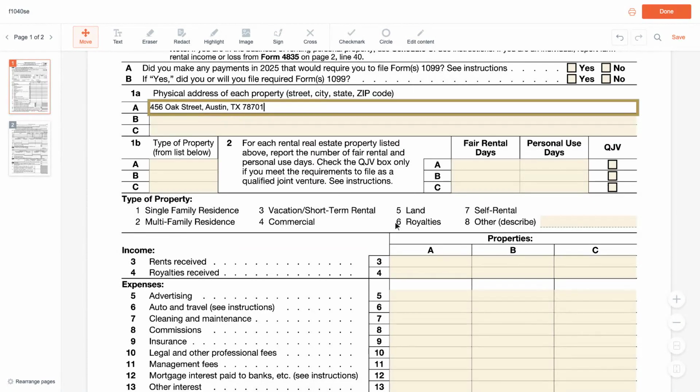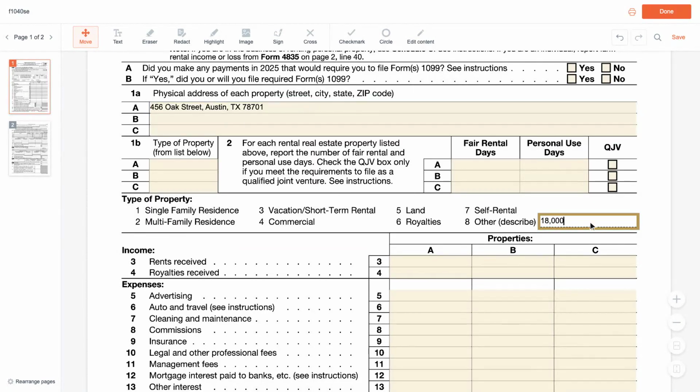Enter the total rents received for each property, then list your expenses, things like mortgage interest, repairs, insurance, property taxes, and depreciation. Your taxable rental income is the rent minus those allowed expenses.